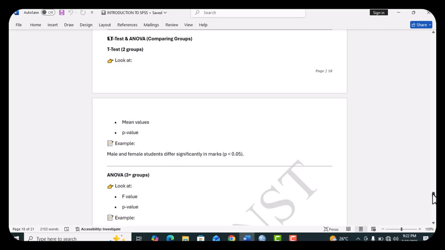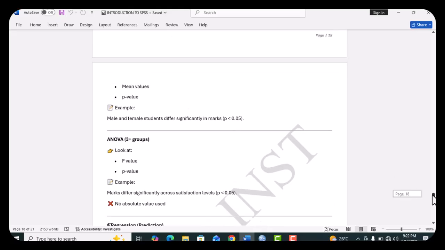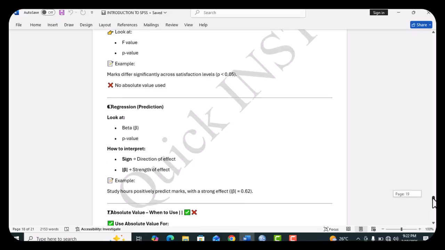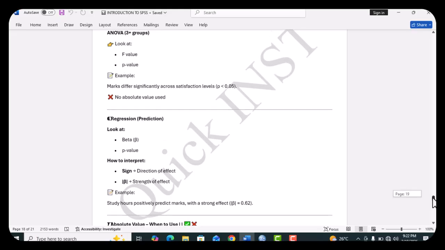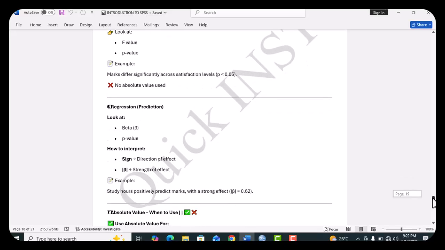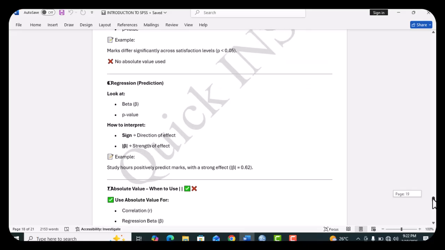You check for the regression, that's the prediction. That's what you use to predict outcomes, for example predicting weight, or predicting the price of something. You interpret by the sign. When you know the sign, you check the absolute value, and you use just the sign and the absolute value to interpret. The study hypothesis predicts a strong effect, and we check the absolute value.